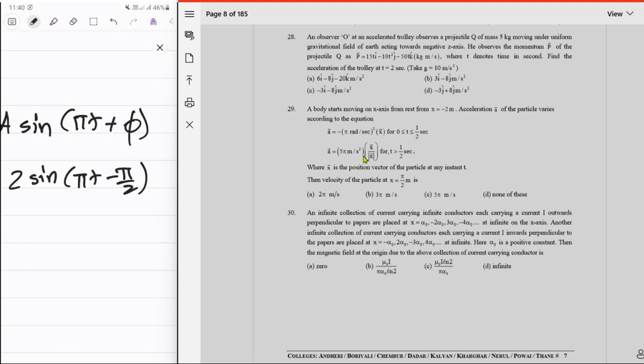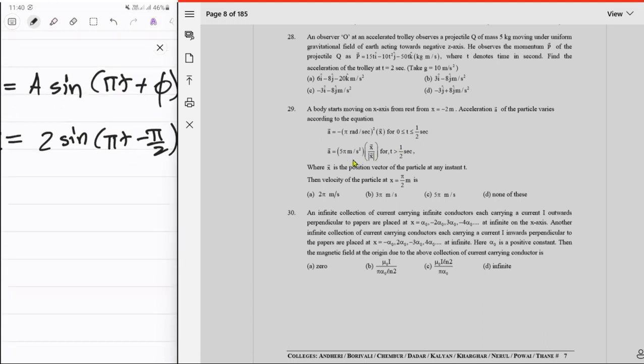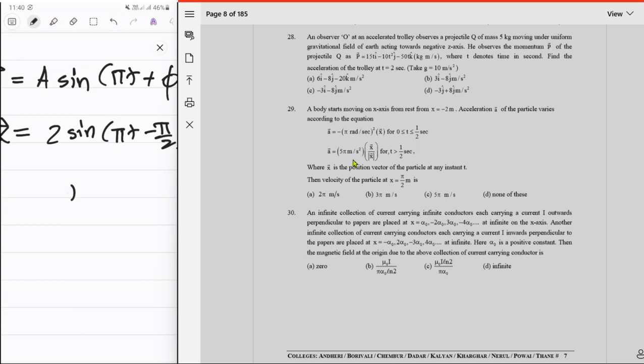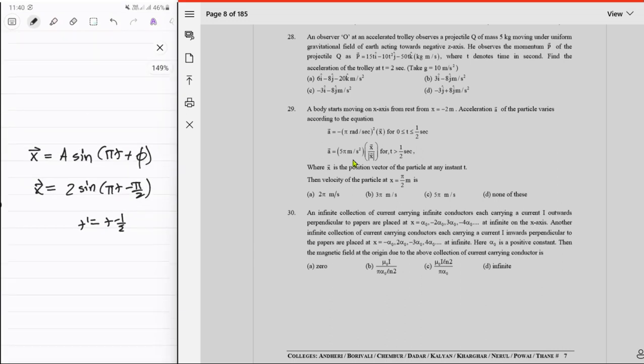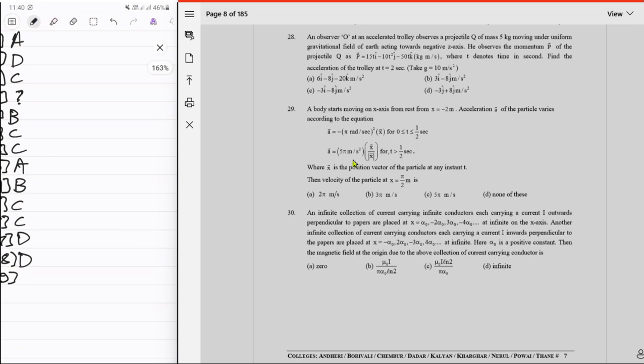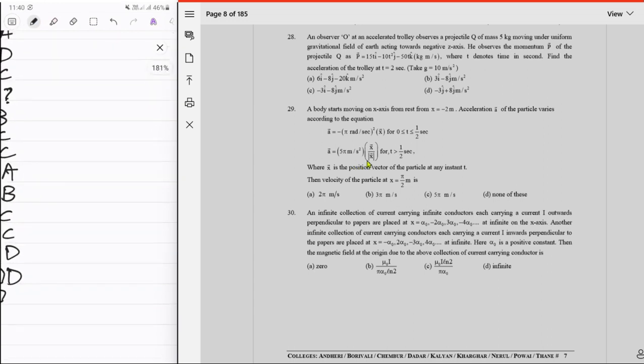For t greater than 1 upon 2, it's this thing. So we'll say t dash is equal to t minus 1 upon 2. Forget that anything happened, and start counting t from now. So the acceleration is this thing, x equal to 0 initially. The acceleration is just 5 pi in the x hat direction. But we don't know x hat yet.